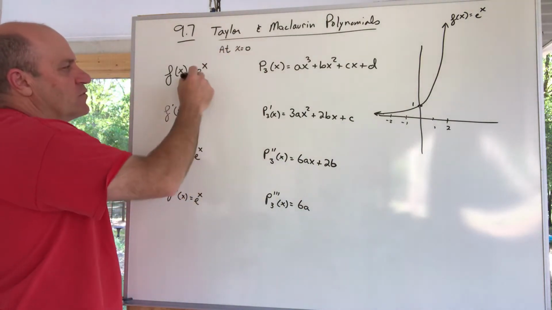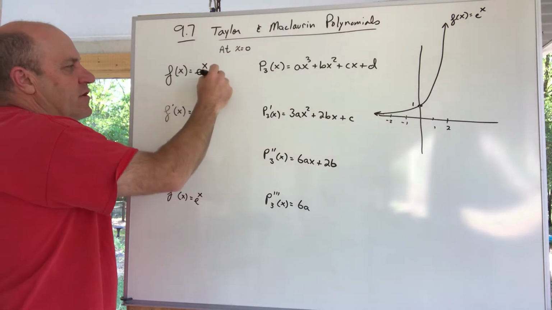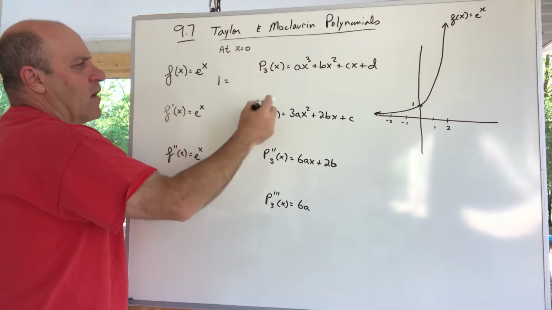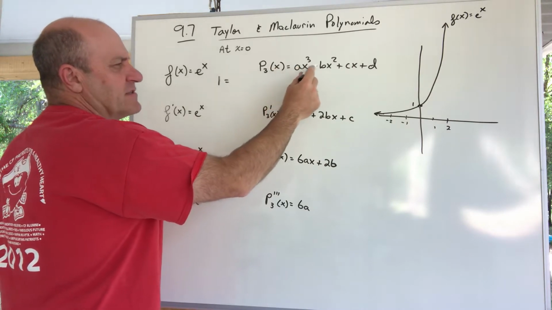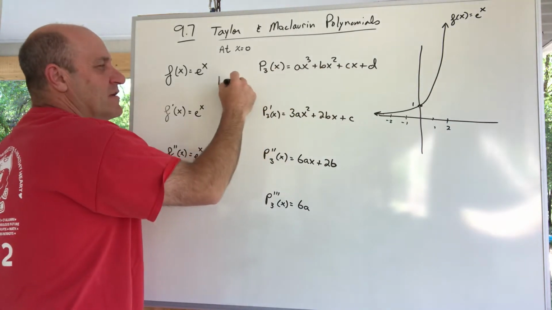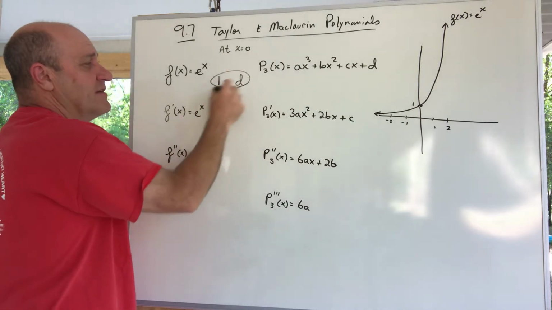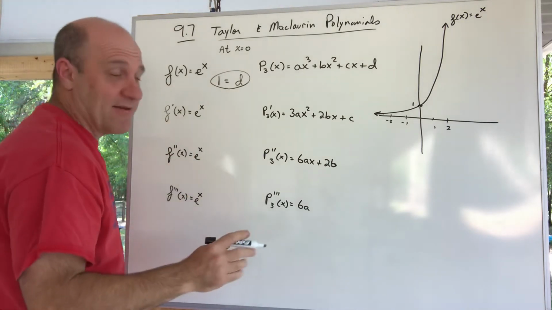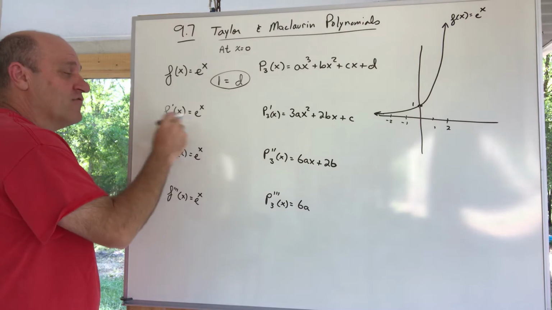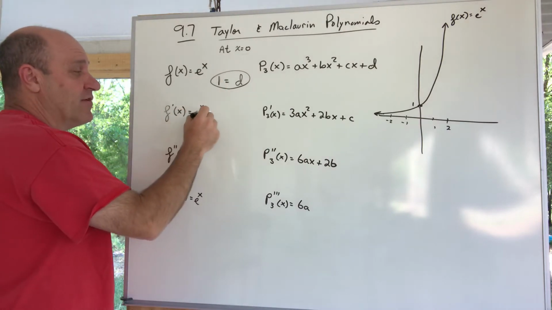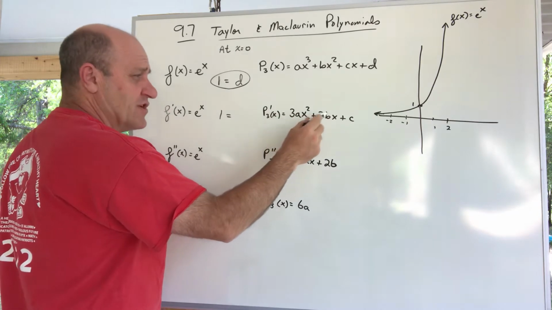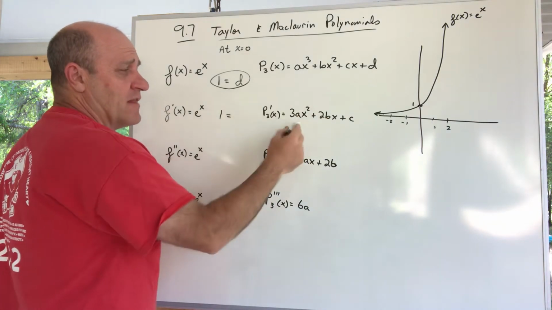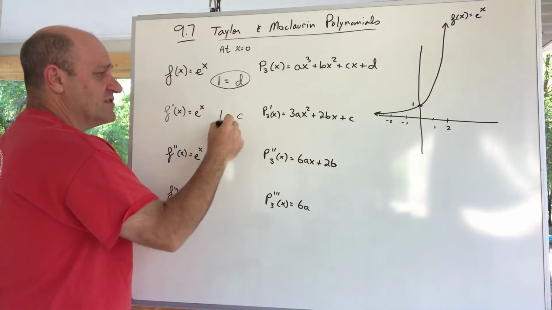So at x equals 0, e to the 0 is a 1. When I plug this 0 in here, the third degree polynomial, that's a 0 and a 0, I get d. So guess what I just discovered? d is 1. Circle that, hang on to it. The first derivative at x equals 0, that's also a 1. At x equals 0, the first derivative of the polynomial is c. I just discovered c is 1.